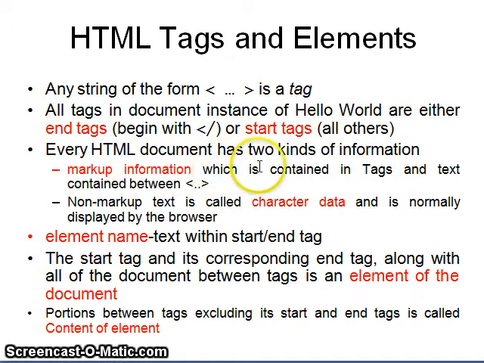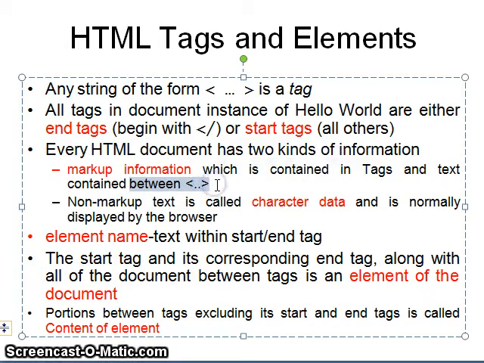Every HTML document has two kinds of information. One is the markup information and the other is called character data. The markup information is contained in tags, and the text contained within the angular brackets is called the element name. Any non-markup text is called character data and is normally displayed by the browser. The start tag and the corresponding end tag, along with all of the document between the tags, is called an element of the document. Portions between tags, excluding the start and end tags, are called the content of the element.